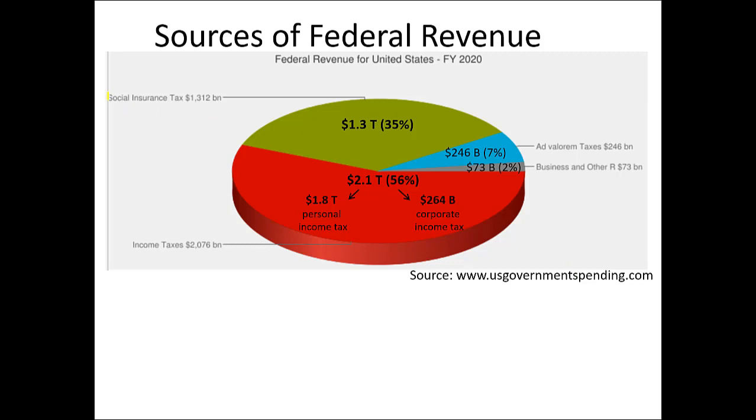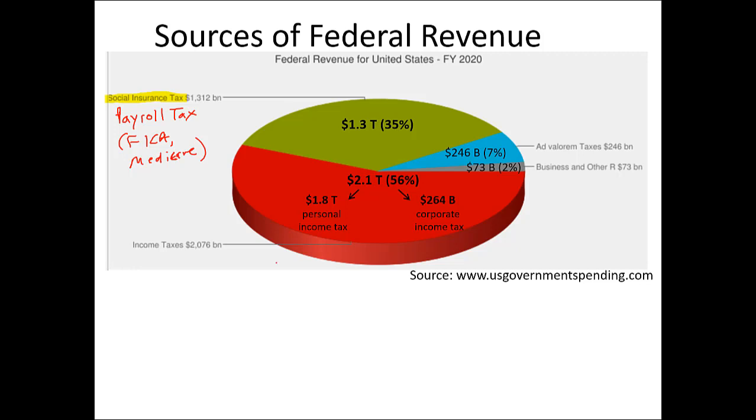Okay, so we have social insurance tax, which you probably are familiar with under the term payroll tax, and that's FICA, which is your Social Security tax, and then your Medicare tax, which comes out of your paycheck. And I'll give you a rundown here in a minute or two about how that works. So that's collecting currently about $1.3 trillion for the federal government, which is 35% of their total revenue.